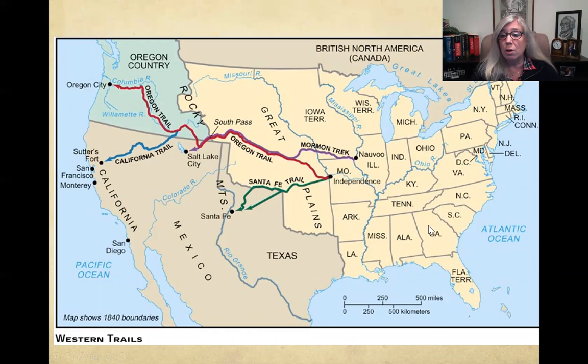So if you were leaving your home in Georgia, Kentucky, Virginia, Pennsylvania, wherever, and you were going to move out to the west, you would get yourself here to Independence, Missouri, stay there for a little bit of time, stock up on supplies, and then time your trip out to the Pacific coast to not get stuck in the Rocky Mountains during the winter.